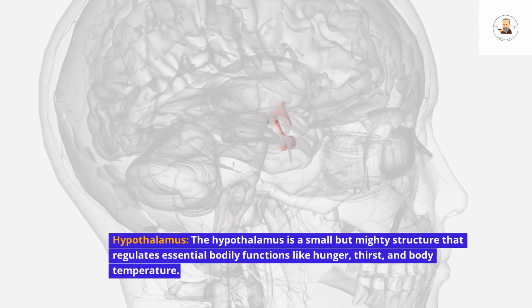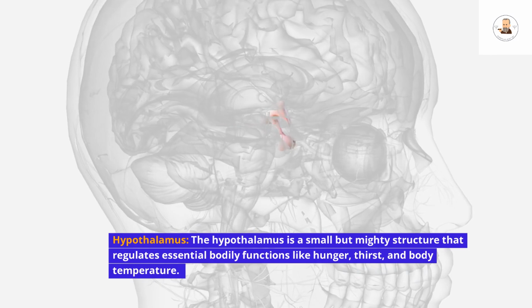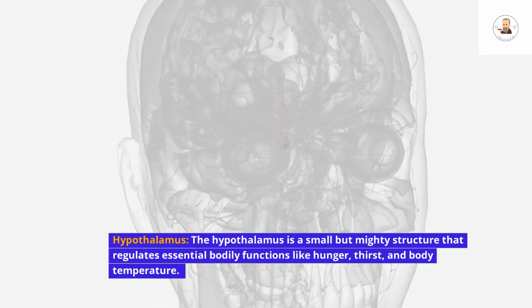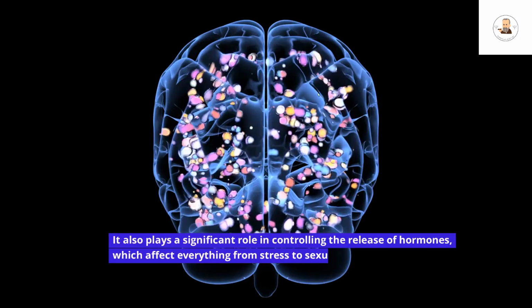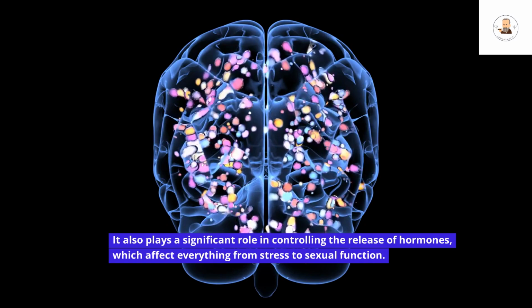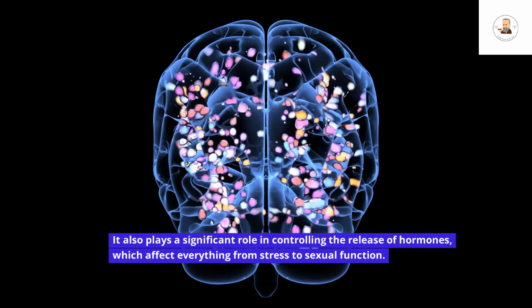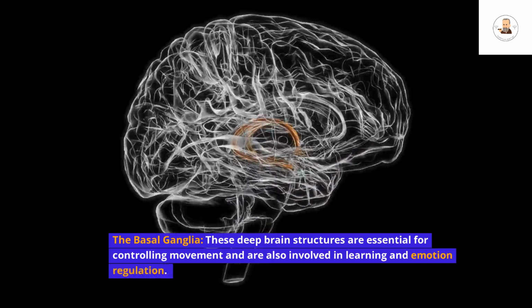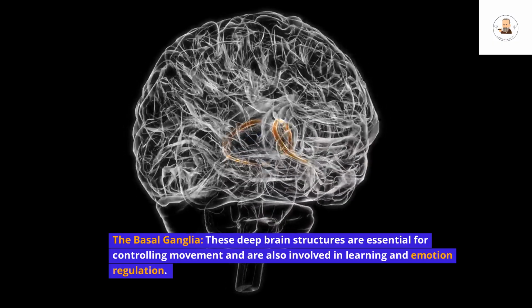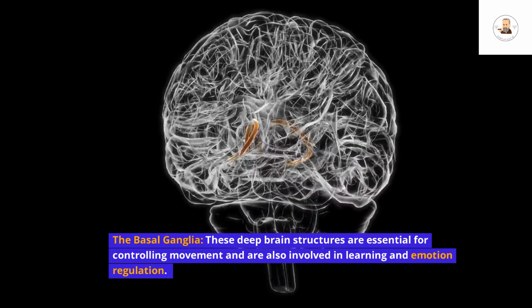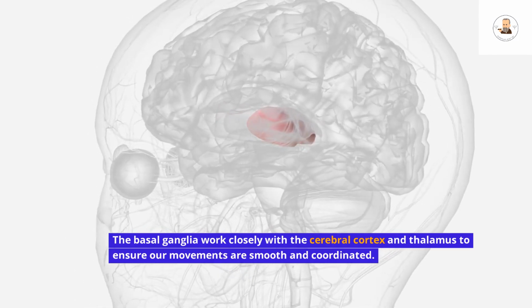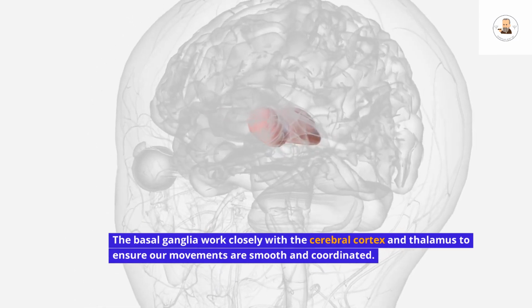Hypothalamus. The hypothalamus is a small but mighty structure that regulates essential bodily functions like hunger, thirst, and body temperature. It also plays a significant role in controlling the release of hormones, which affect everything from stress to sexual function. The basal ganglia. These deep brain structures are essential for controlling movement and are also involved in learning and emotion regulation. The basal ganglia work closely with the cerebral cortex and thalamus to ensure our movements are smooth and coordinated.